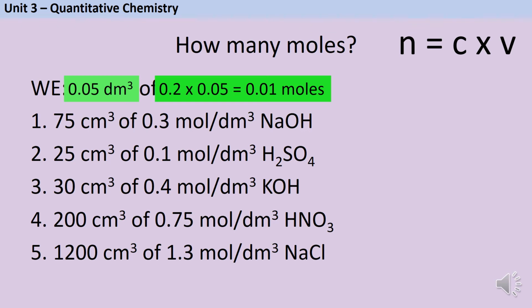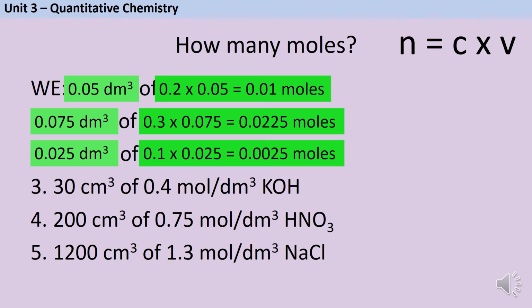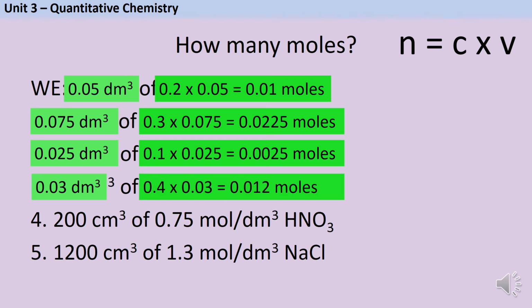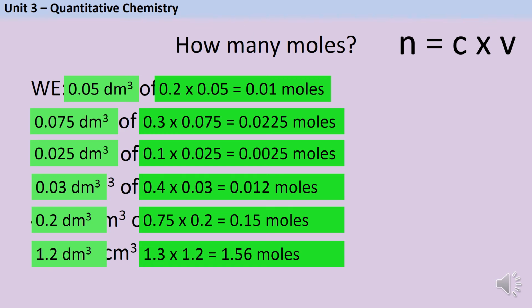So, my volume for the first one can be converted to 0.075 decimetres cubed, and then by multiplying that by the concentration I get 0.0225 moles. Then we have 0.025 decimetres cubed, which gives us 0.0025 moles. Then we have 0.03 decimetres cubed, which gives us 0.012 moles, 0.2 decimetres cubed, which gives us 0.15 moles, and finally 1.2 decimetres cubed, which gives us 1.56 moles.